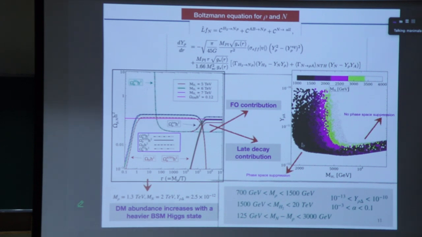Here what is happening is that as M_H2 is increased, we can see that Y rho delta is falling down.